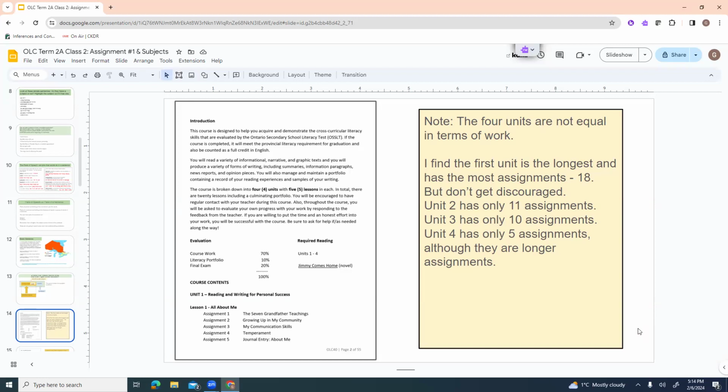You'll read a variety of informational, narrative, and graphic texts, and you will produce a variety of forms of writing, including summaries, information paragraphs, news reports, and opinion pieces. You will also manage and maintain a portfolio containing a record of your reading experiences and samples of your writing.